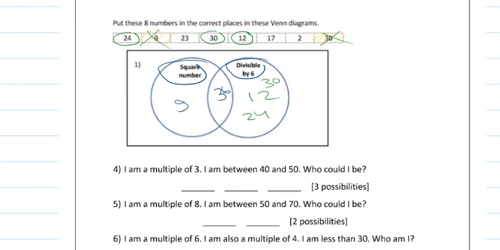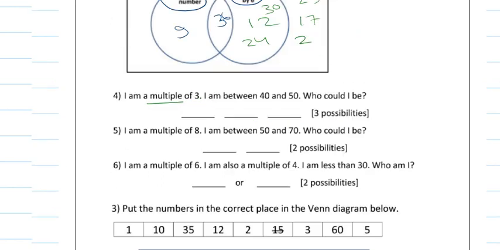You will write outside the circles. Then you will find 23 and 17 and 2 right outside the two circles. I am a multiple of 3. I am in the times table of 3.